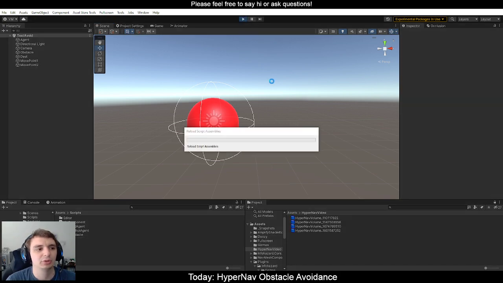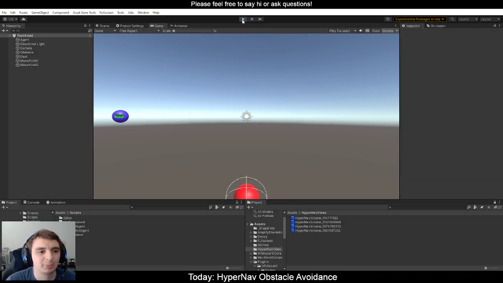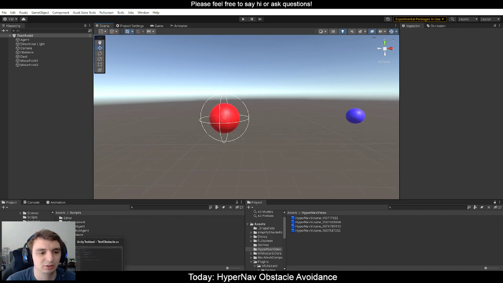Okay, so what this will look like when it's moving is it's going to be doing some weird jittery stuff, and eventually it can't really avoid that obstacle. I do wonder if the obstacle is moving too fast for it to avoid it, but let's ignore that fact for now and just see how it works.